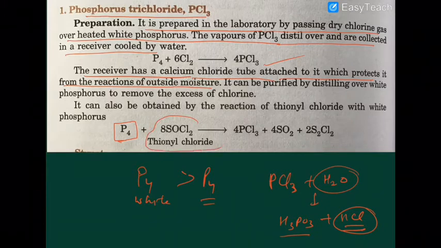It is also obtained when you treat phosphorus with thionyl chloride, SOCl2. Remember that P4 can also react with sulfuryl chloride, SO2Cl2. This is the main difference you have to understand. When P4 reacts with thionyl chloride, you have formation of PCl3. I am repeating once more: if it reacts with SOCl2, you will get PCl3, but if you react it with SO2Cl2, then you have PCl5.